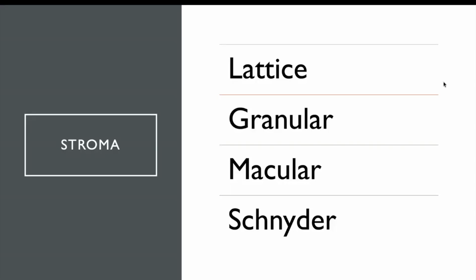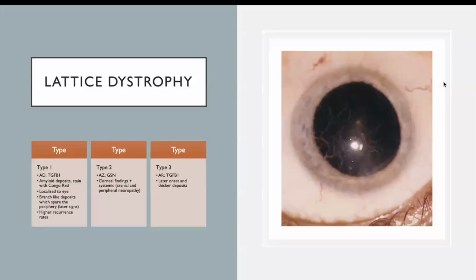But your stromal dystrophies, these are your four main ones, lots of other types as well, but these are the four things that are going to come up most commonly. And lattice is typically your most common, through to granular and then macular. Schnyder is a slightly different thing.